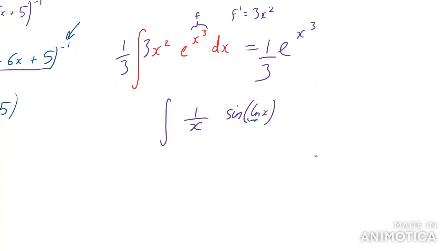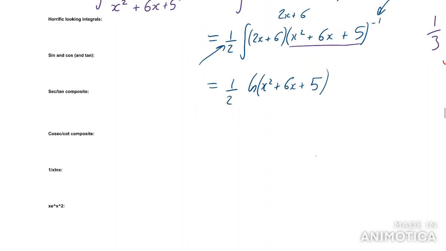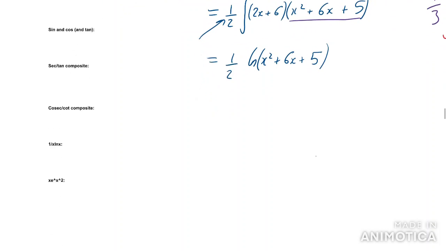So this could be our f. What's f dash? Well, f dash is 1/x. So this is in exactly the right form already. And so all we do is integrate the sine, which becomes a minus cos, and copy it inside, so ln x. There'll be more examples of this later on, but hopefully this is starting to make some sense.